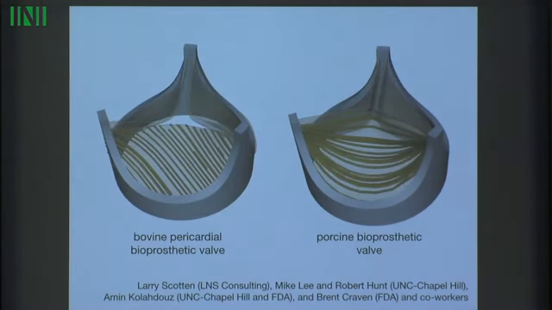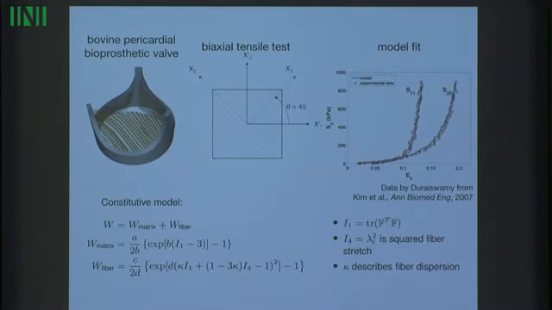The fiber structures of pericardial and porcine tissue valves are very different. So the pericardial valve is really a manufactured valve. The manufacturer has control over where the fibers go, and they're typically oriented at a 45-degree angle with respect to the circumferential direction. The porcine valve has fibers that span the leaflet like a native valve does. There's data that you can use to fit your constitutive model. So here we're using a version of the Holzapfel-Gasser-Ogden model that includes fiber dispersion.